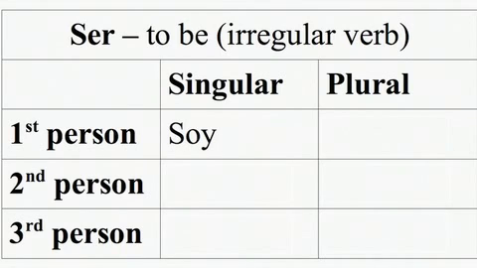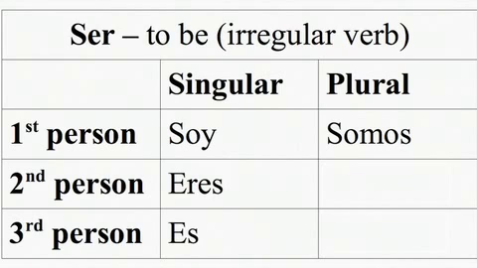Soy. You are. Informal. Eres. You are. Formal. Or he or she is. Es. We are. Somos. You are, plural and informal, and only used in Spain. Sois. And finally, you are, formal and plural, or they are. Son.